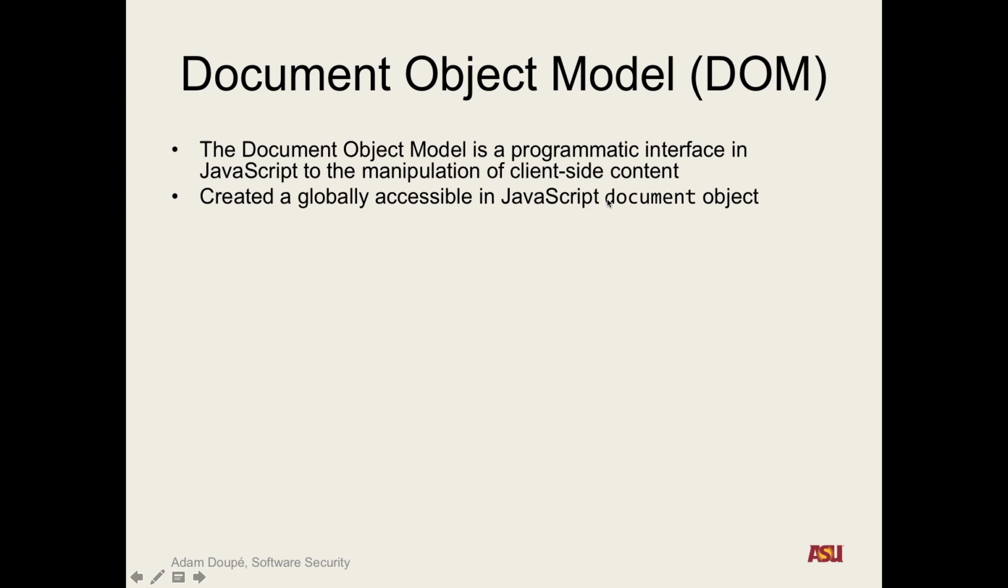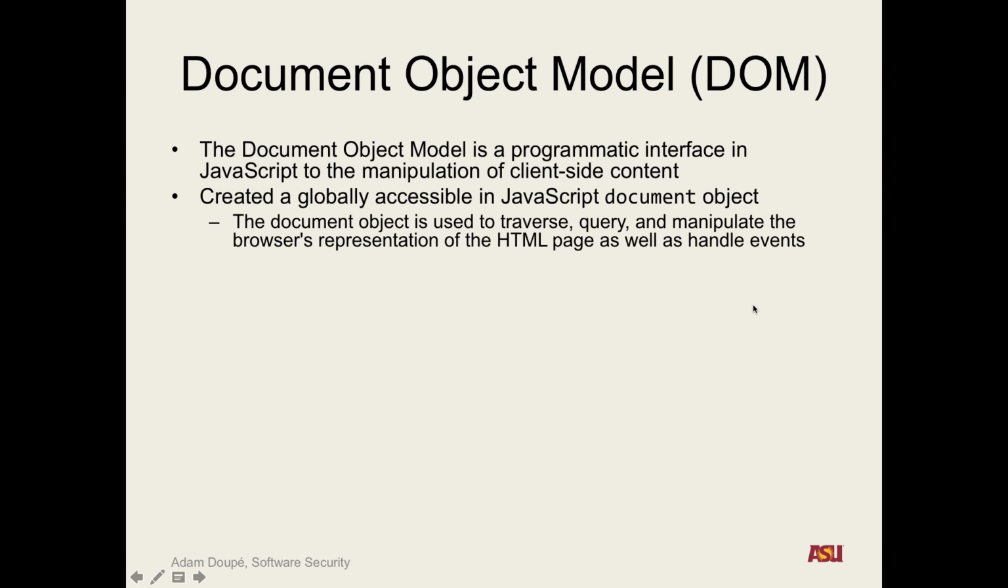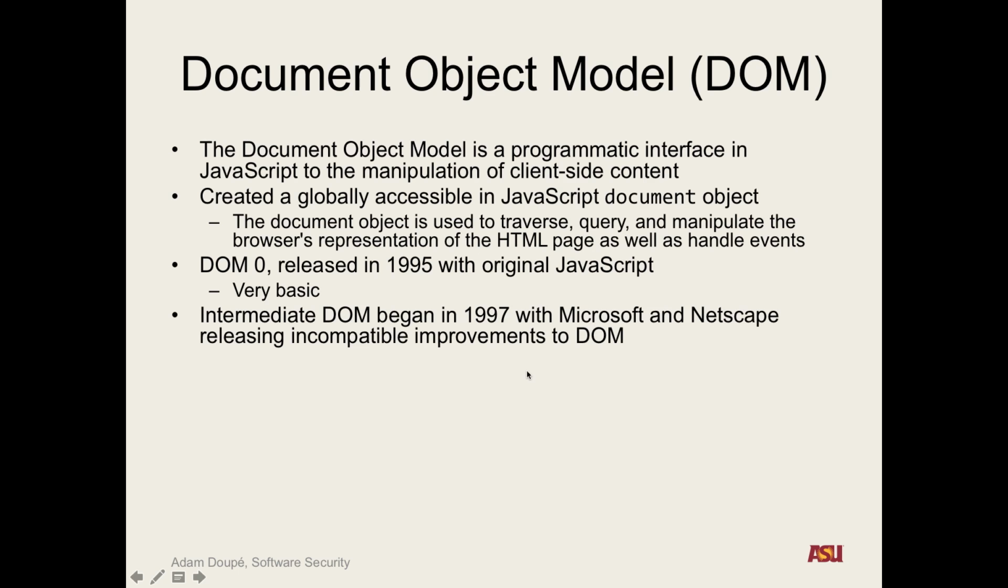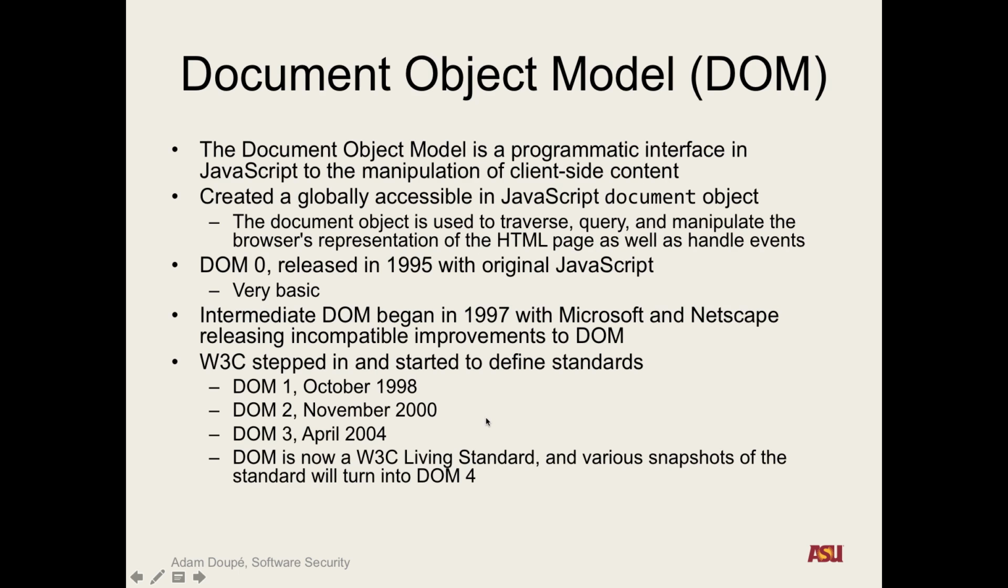And there's a globally accessible JavaScript object called document. By interacting with this object, you access and change the HTML content of the page. So you can traverse, query, manipulate, and change the browser's representation of the HTML page, as well as set event handlers that say things like, when the user clicks on this button, execute this JavaScript code. DOM0 was released in 1995. It was incredibly basic. These kept improving. The W3C stepped in and started to define standards. It's now a living standard, so it's continually evolving based on website developers and browser vendors.